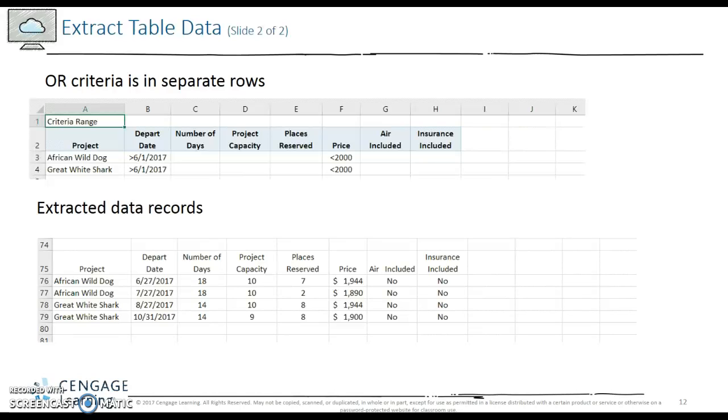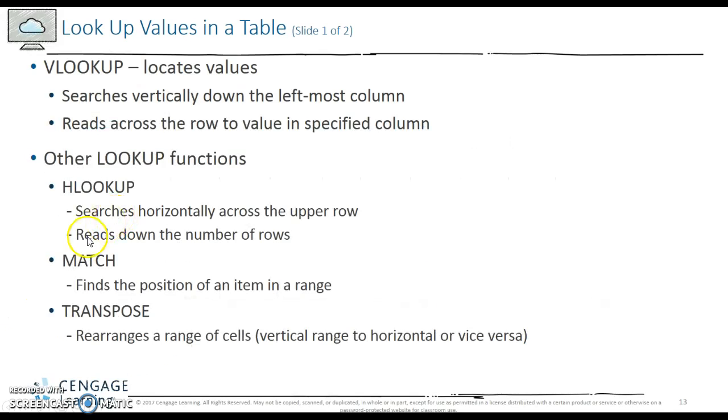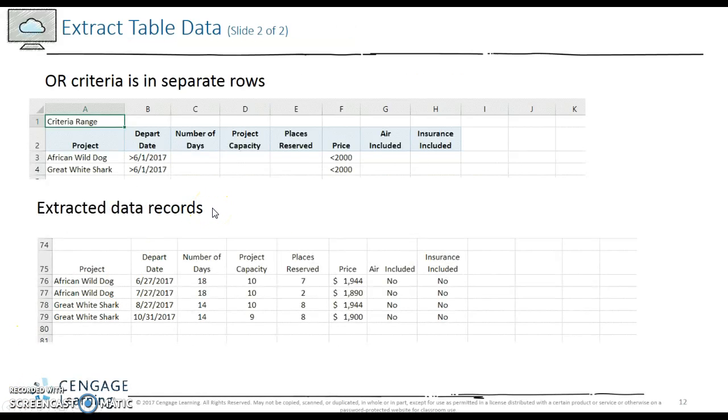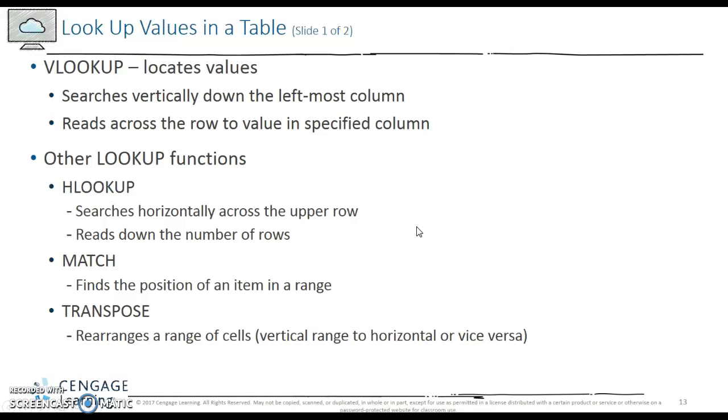So here, if you take a look, the criteria range is it's greater than 6/1/2017, or it's less than 2000. And then what happens is it extracts that data that you asked for, and you can use that data for your informational purposes. So there's also what is called lookup values in tables.